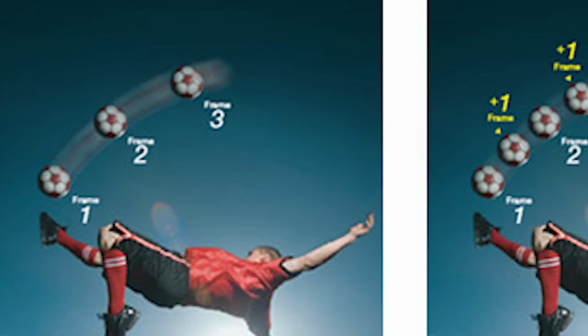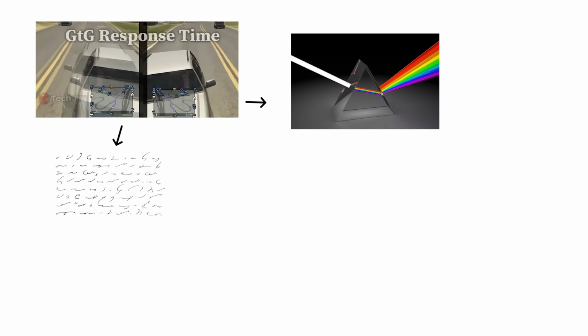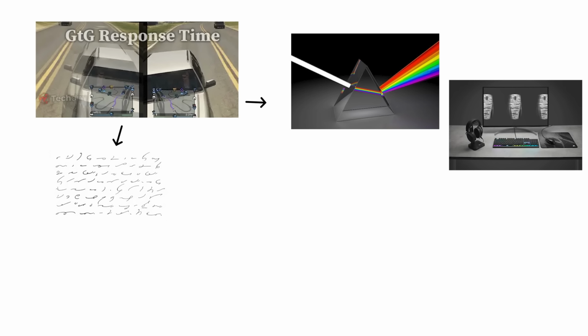GTG means gray to gray, how long it takes a pixel to change from one shade of gray to another. It's a shorthand for overall transition speed, because every color change passes through gray at some point. Lower GTG times mean less visible ghosting.